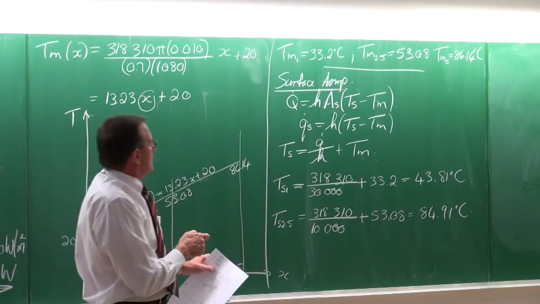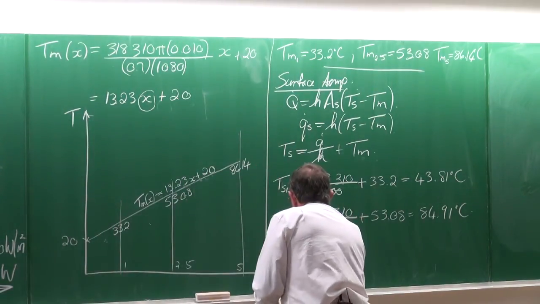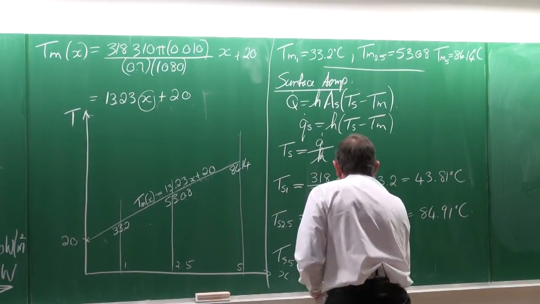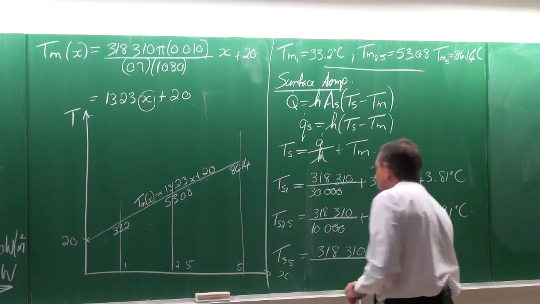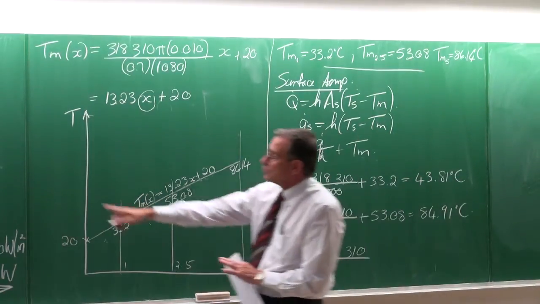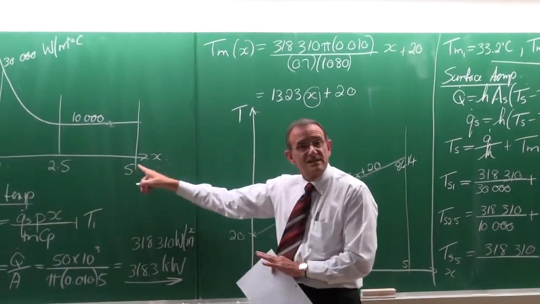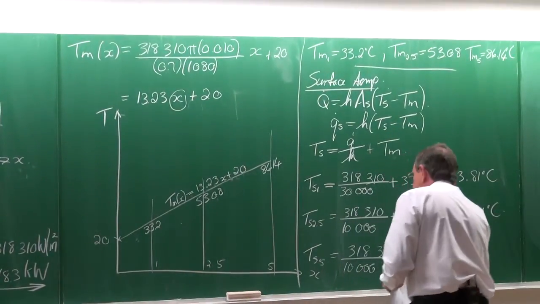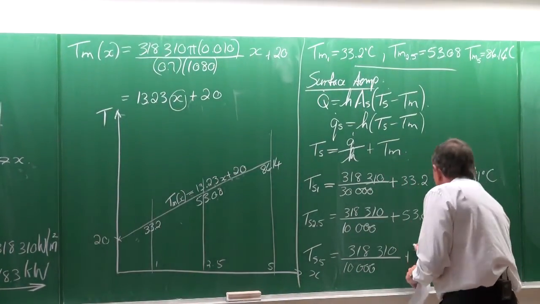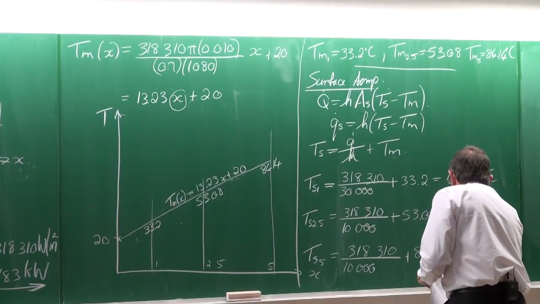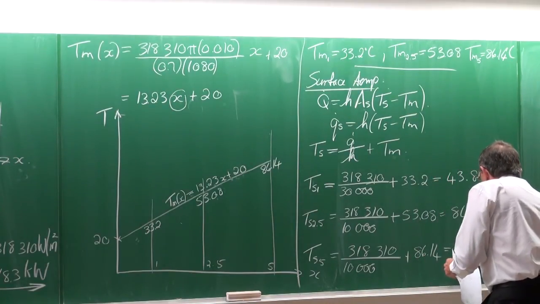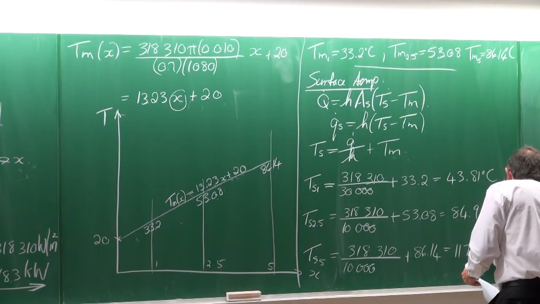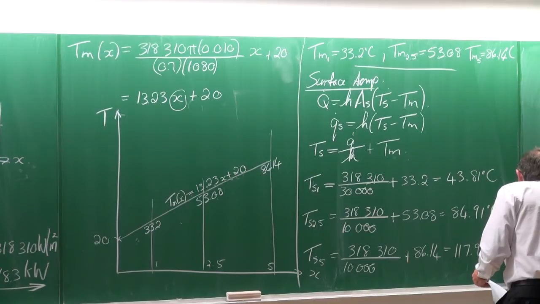Okay, now the last case is at 5 meters, which is again the heat flux divided by the heat transfer coefficient at 5 meters, which is 10,000, plus the mean fluid temperature, which is now 86.14, and that gives a temperature of 117.97, which is 118 degrees Celsius.